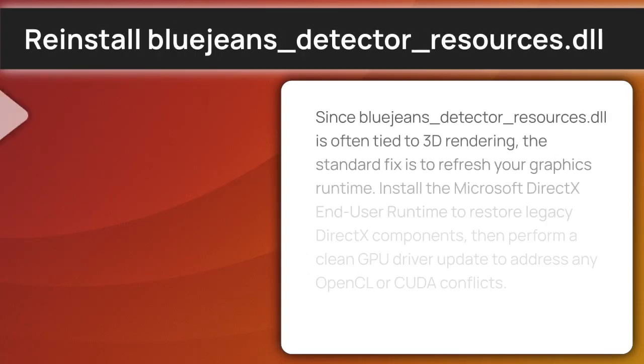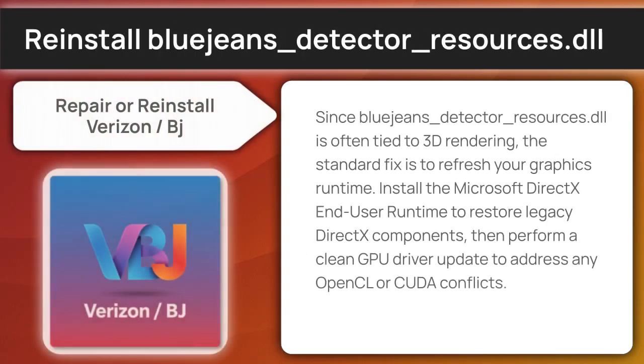Since BlueJeans Detector Resource Library DLL is often tied to 3D rendering, the standard fix is to refresh your graphics runtime. Install the Microsoft DirectX end-user runtime to restore legacy DirectX components, then perform a clean GPU driver update to address any OpenCL or CUDA conflicts.